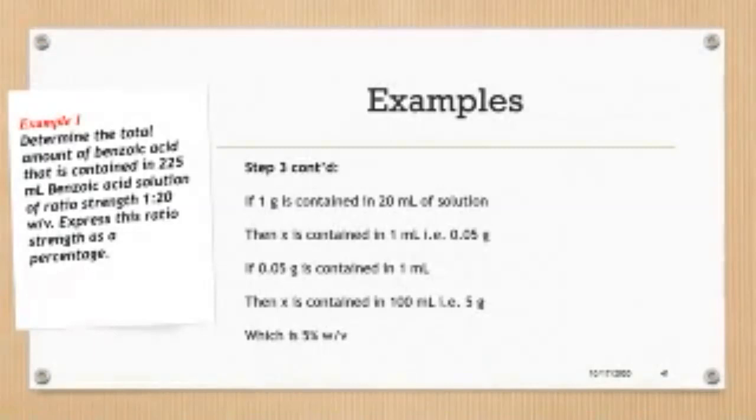Of course, you don't have to go through all of that. You could just go straight to 1 gram is contained in 20 mils, then how much will be in 100. But the only way you would know that is if you understood the concept of percentage strength, which means in every 100 parts. So you'd have to determine how much benzoic acid will be found in 100 parts of the benzoic acid solution.